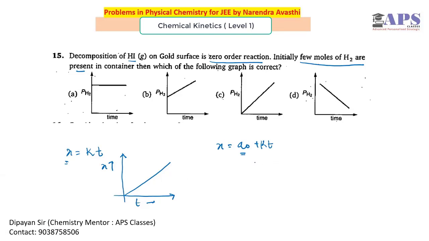Now this reaction is x versus t, which will start with a positive intercept, then it will increase, and in case of x we can write partial pressure of hydrogen. Okay, so for question number 15, option B will be the correct option.